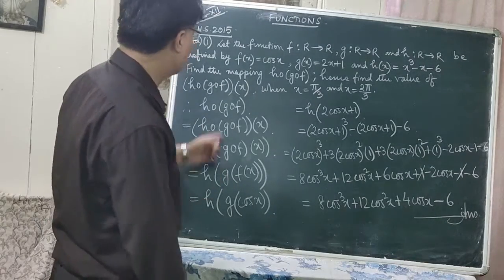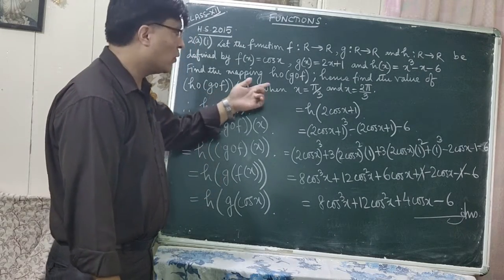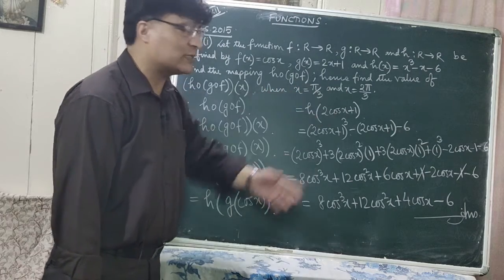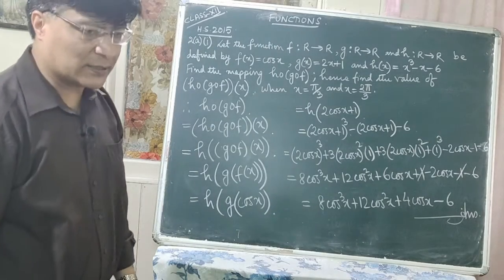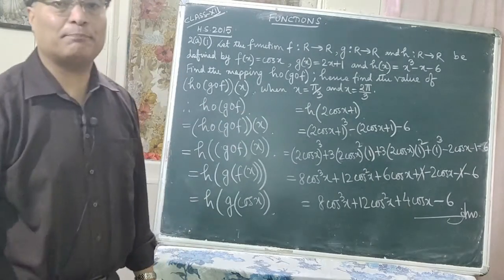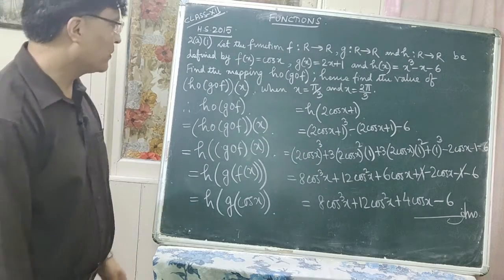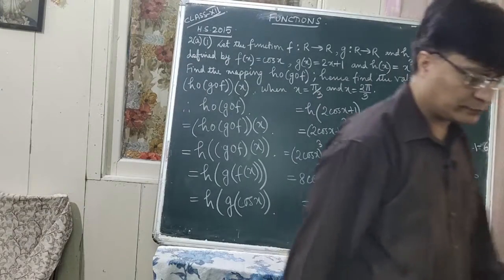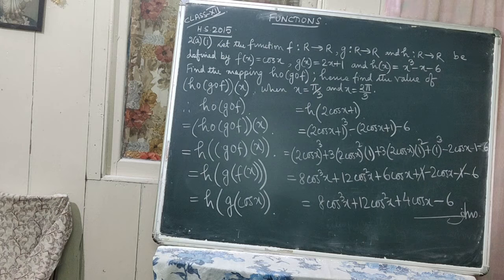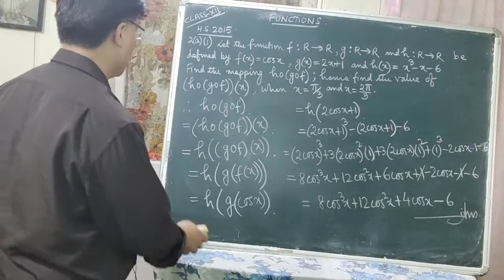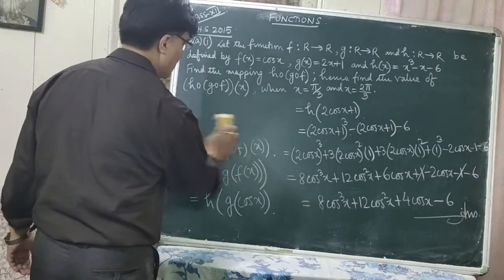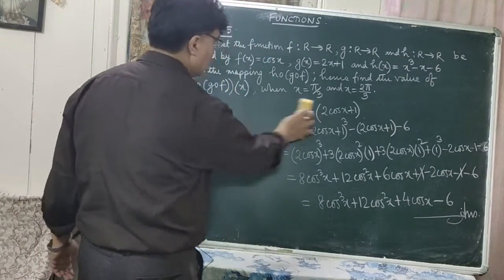Next, you have to find out the value of this function of x when x is equal to pi by 3 and x is equal to 2 pi by 3. So now we will use this first part to find out the second part of the equation, okay? So we can copy it. So now let's do the second part.